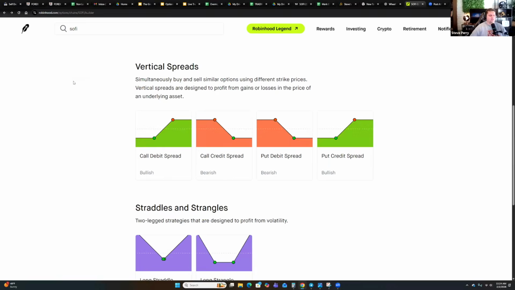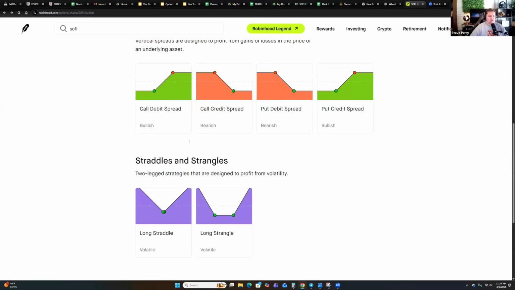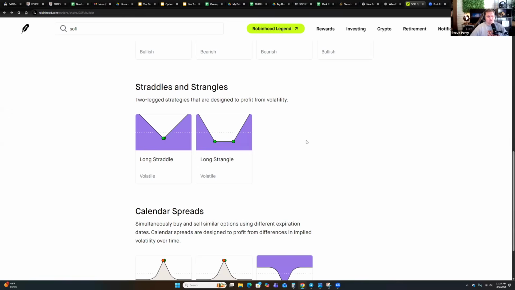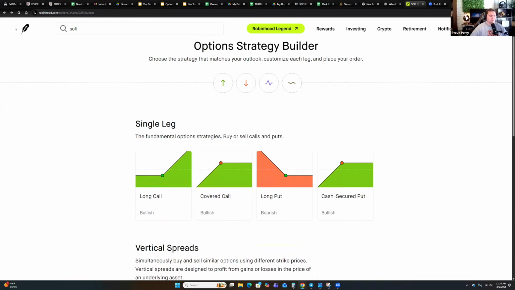We haven't gotten there. That's a little deep. Probably shouldn't go down that route. But another thing is you can learn about buying straddles and strangles. You can build those out in here in Robinhood, which is kind of cool.